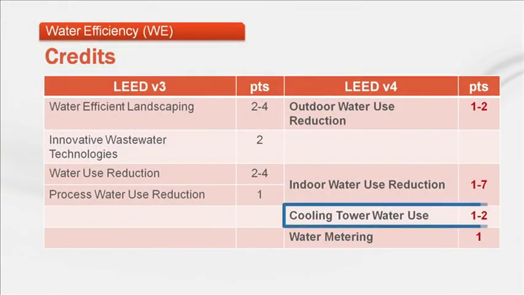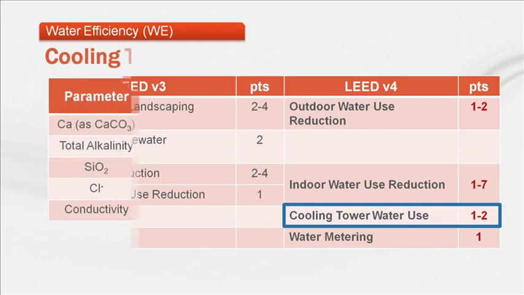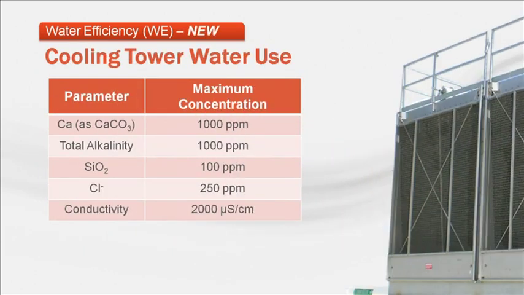The first is cooling tower water. The objective of this credit is to conserve water lost through blowdown. Blowdown is the process of replacing the cooling tower water to avoid high water concentration levels caused by evaporation. To achieve points under this credit, project teams will need to conserve cooling tower makeup water by maximizing water cycles in the cooling tower. At the same time, they'll need to avoid microbes, corrosion, and scale by keeping the cooling tower water below maximum concentration levels laid out in this table.